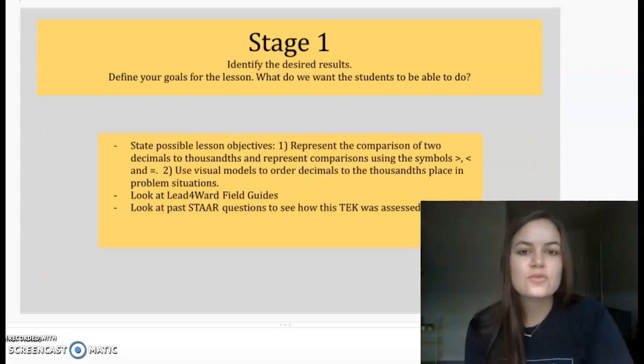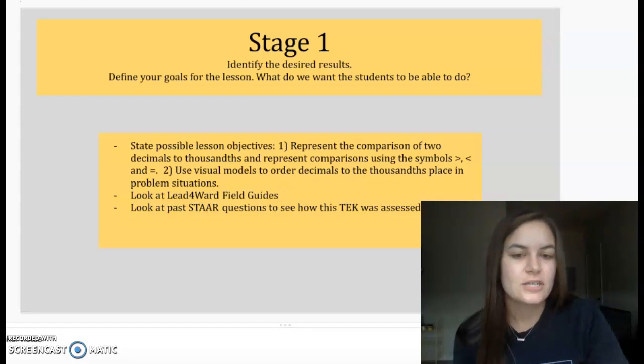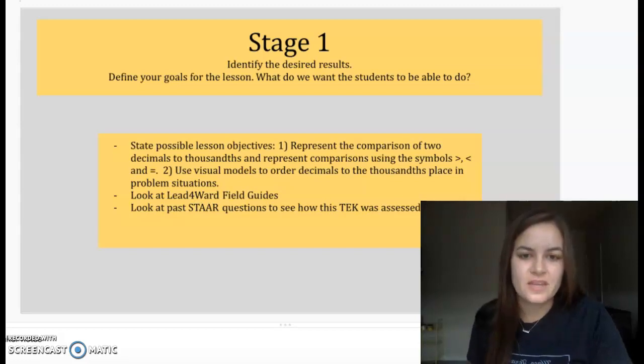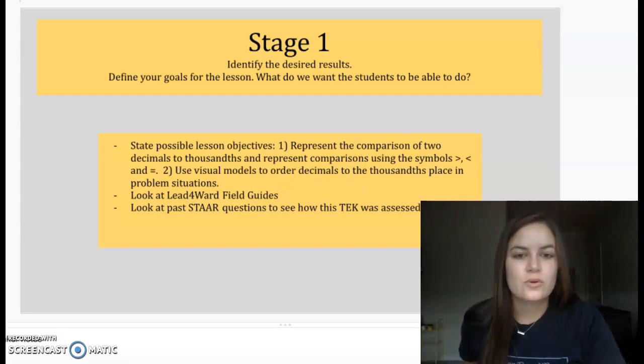So stage 1 for this TEKS, we need to decide what we want our students to do. How do we need to define our goals? So first, we're going to state some possible lesson objectives. So I have 2 here for us. Number 1 says represent the comparison of 2 decimals to thousands and represent comparisons using the symbols greater than, less than, equal to. And our second objective is use visual models to order decimals to the thousands place in problem situations. So either objective will work for this TEKS.